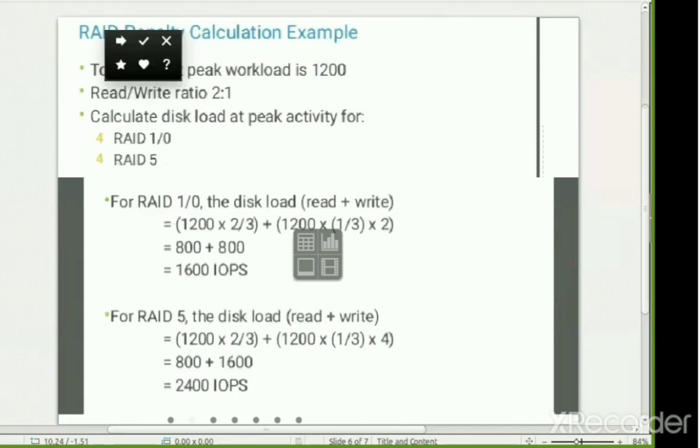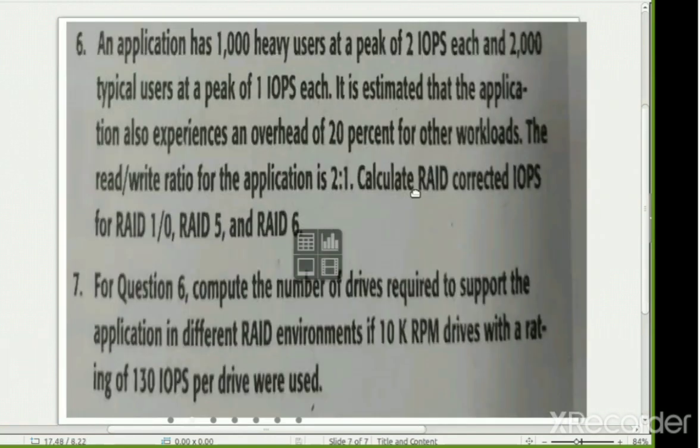Then the last one from the exercise. This is the problem they have given. There is an application with 1000 heavy users, and their operations are 2 per second, and we have 2000 users, and their operations are 1 per second, and it is estimated that it has an overhead of 20 percent also. And we have the read and write operations again in terms of 2 is to 1.